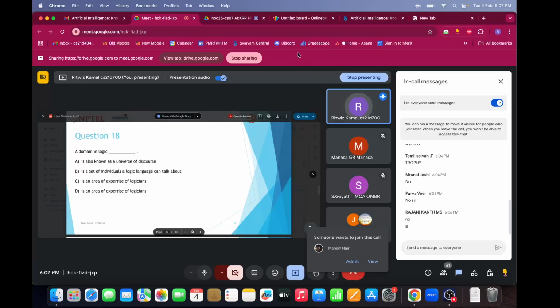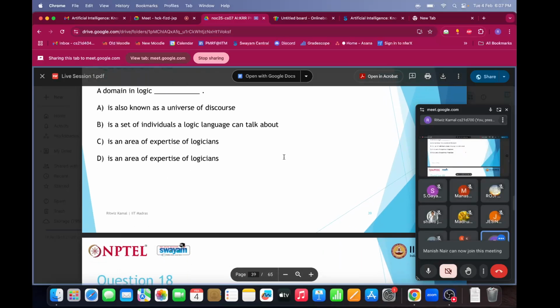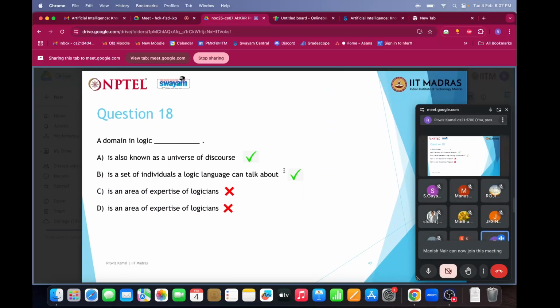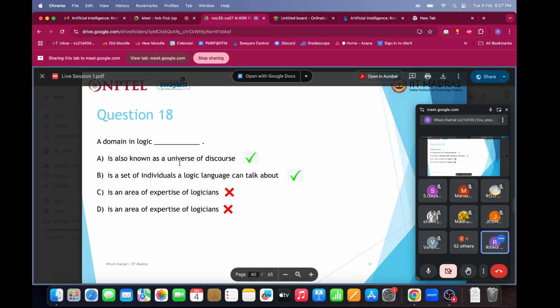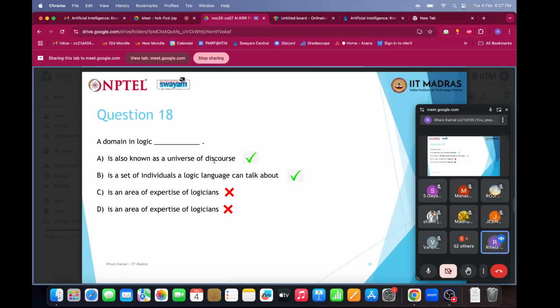B. So we have another vote for option B. So both of you are correct. Options A and B both seem to be true in case of domain, because as we know, a domain is also known as a universe of discourse, and it can also be said to be a set of individuals a logic language can talk about, right?